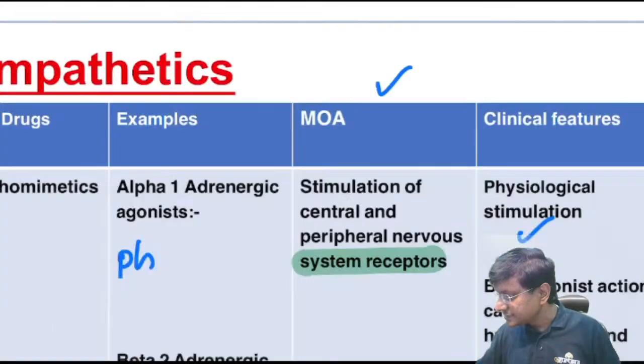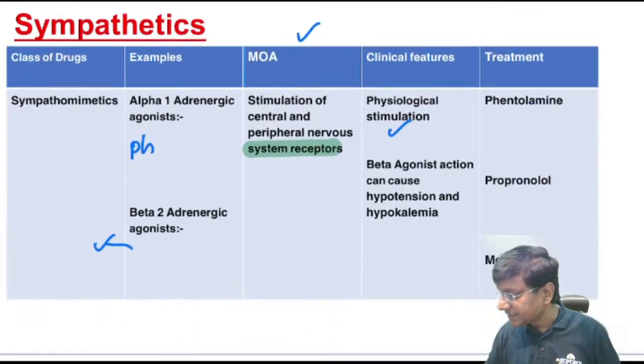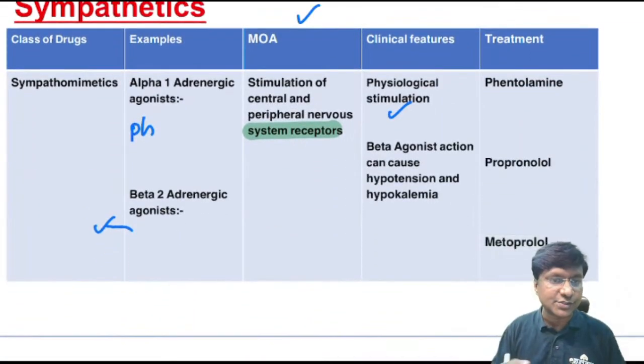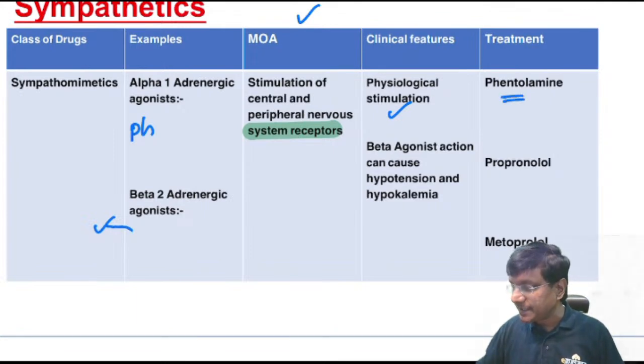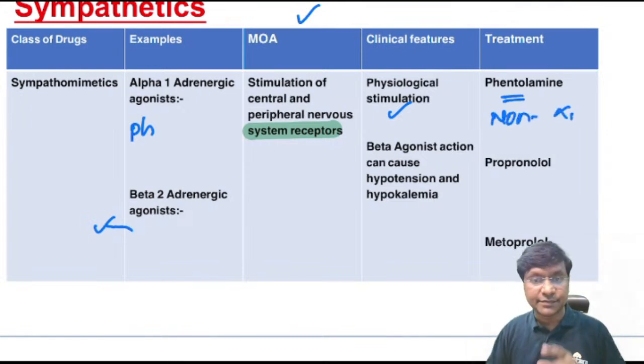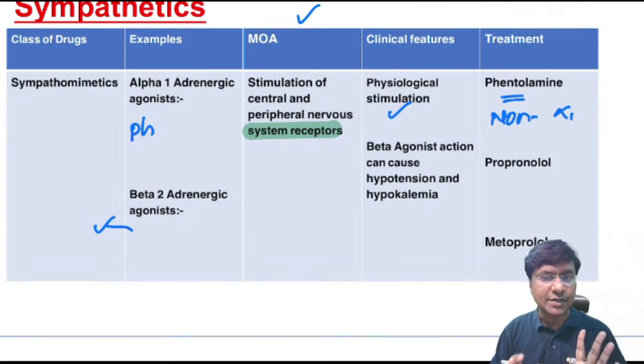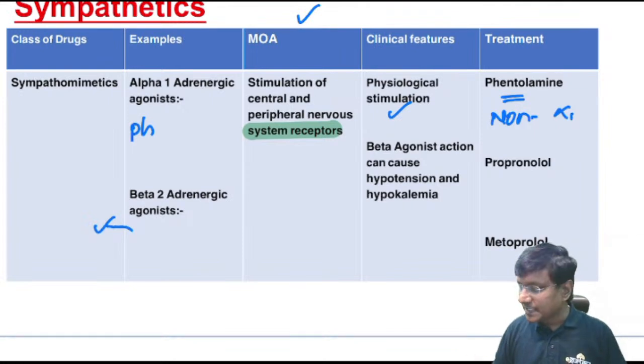Now, what is the specific treatment in case of sympathomimetic overdose? Whether it is phenylephrine overdose or phenylpropanolamine overdose, the drug of choice will be phentolamine. And what is phentolamine? Phentolamine is a non-selective alpha adrenergic receptor antagonist, basically a non-selective blocker. The other drugs that can be given include propranolol.